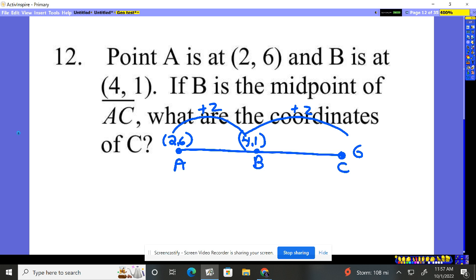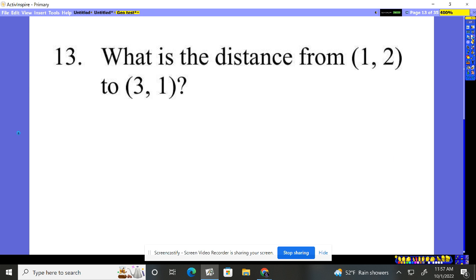4 plus 2 makes the x value 6. Let's now look at the y value. It goes from 6 to 1. It goes down 5. So I need to go down 5 again. 1 take away 5 is -4. So C is at the ordered pair (6, -4). Also, please put parentheses when you're talking about a point.